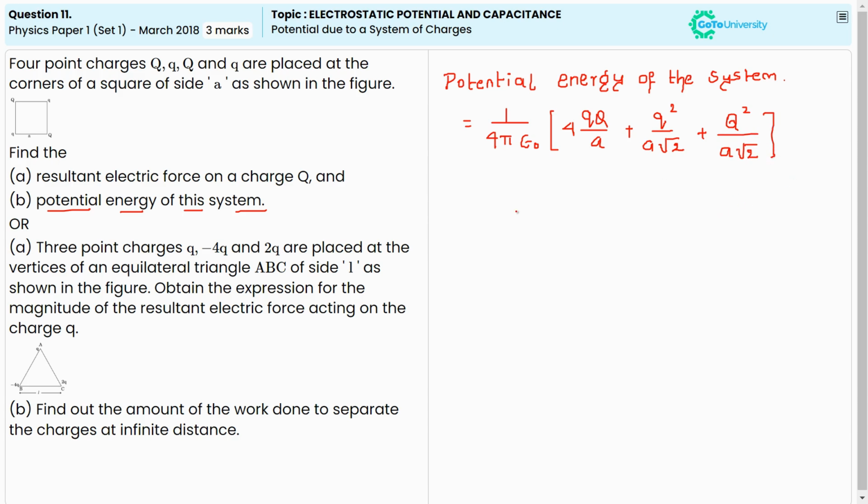Then if you simplify this, taking a as the common factor in the denominator, we get 1 upon 4 pi epsilon naught a times 4 Q square, taking Q square as a common factor, plus Q square divided by under root of 2 plus Q square divided by under root of 2. So this is the potential energy of the system.